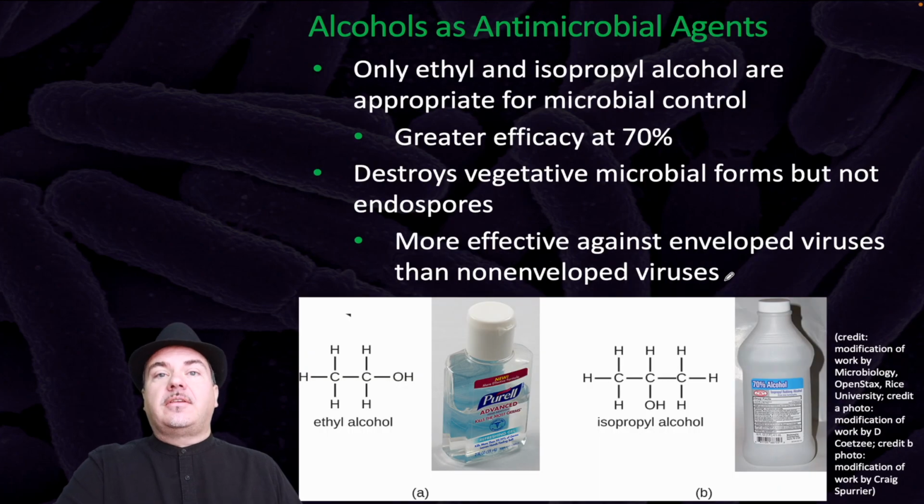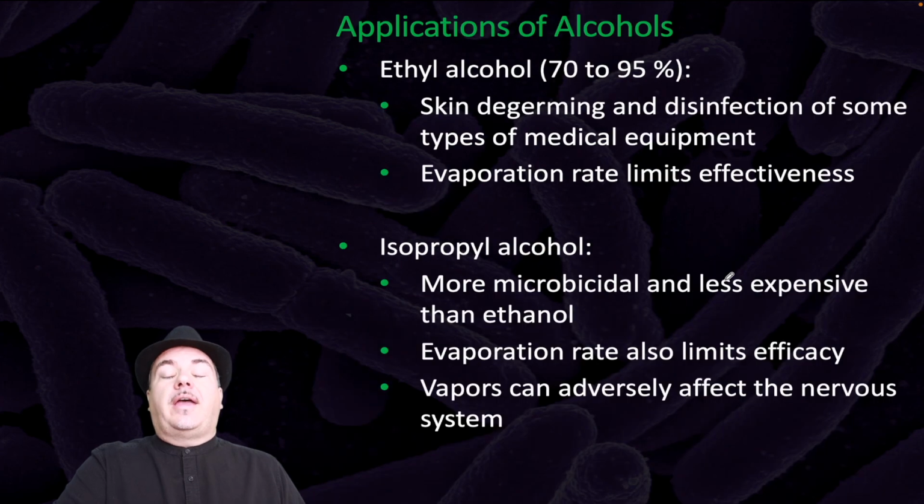We also have alcohols as antimicrobial agents. Only ethyl or isopropyl alcohol are appropriate for microbial control. They actually exhibit greater efficiency at 70%. They destroy the vegetative microbial forms but not endospores, and they're more effective against enveloped viruses than non-enveloped viruses. So with ethyl alcohol, we want to use it between 70 and 95%. It's used for skin degerming and disinfection of some types of medical equipment.